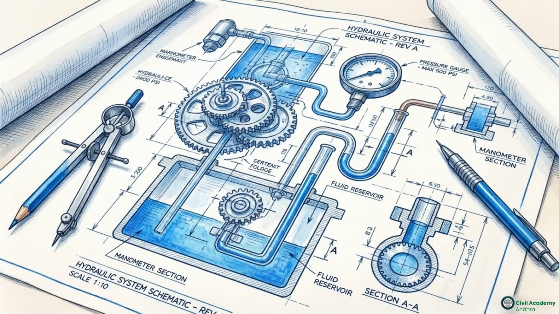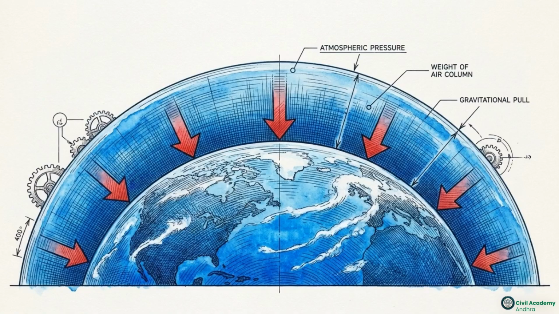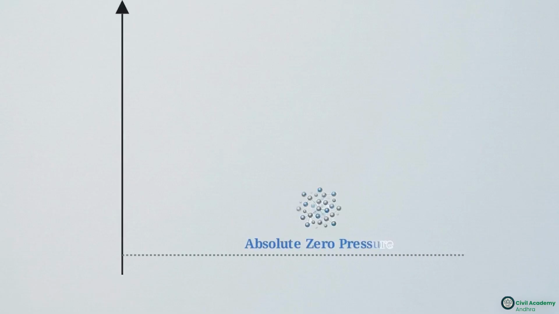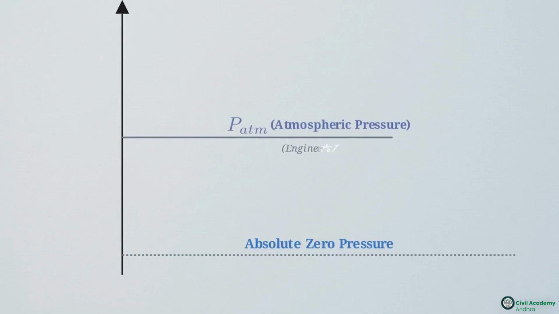Before calculating these forces in the field, we have to establish our starting baseline. The true bottom of the scale is absolute zero pressure, a perfect vacuum where no molecules exist to exert any force. Because we live under a heavy atmosphere, we are constantly subjected to atmospheric pressure. Engineers use this atmospheric baseline as the practical zero for their instruments. Any pressure we measure above this line is called gauge pressure.